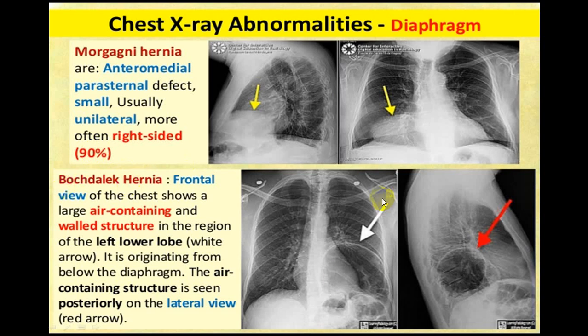This is another type of hernia. You can see a big hernia here, and this is very common on the left side, and it is because of the stomach. So try to identify this. This is not a mass in the lung. This is because of the hernia.